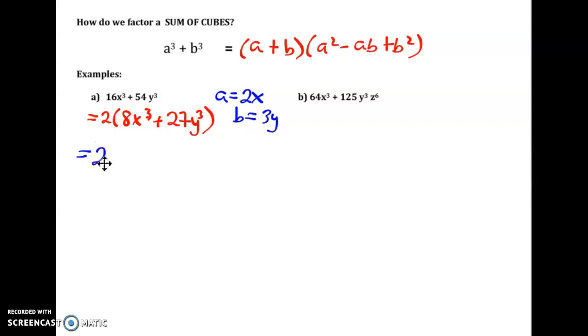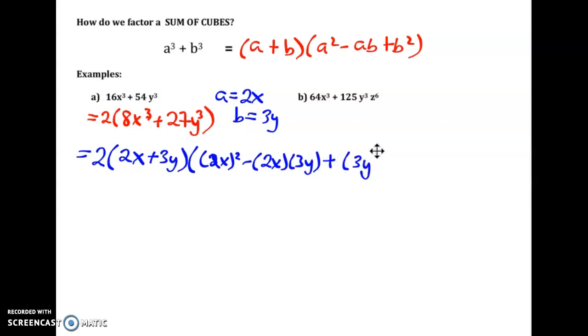Okay, so the 2 is just going to stay on the outside. It's going to hang around all the way down. And then we're going to use the pattern to factor that sum of cubes. So it's 2x plus 3y times 2x squared minus 2x times 3y plus 3y squared. Okay, so that's just subbing it in, following the pattern of the a's and the b's.